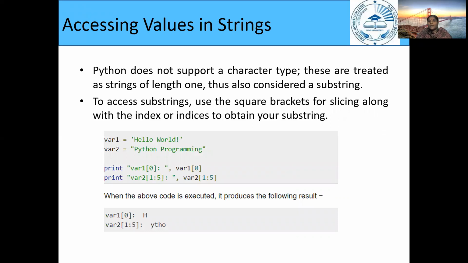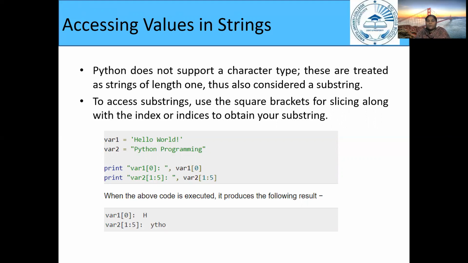Now accessing the values from a string. As we know, Python does not support a character data type. Everything that is given is considered as a string. So we are going to access the strings with the help of a substring. What is meant by substring is that each and every character is called a substring. In order to access the substring, we will be using square brackets for slicing the values. Slicing the values means we are going to cut some values from the whole string.